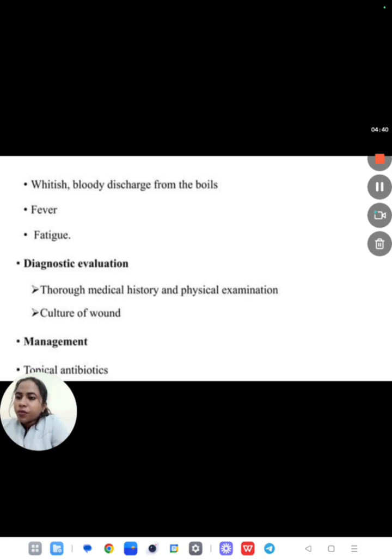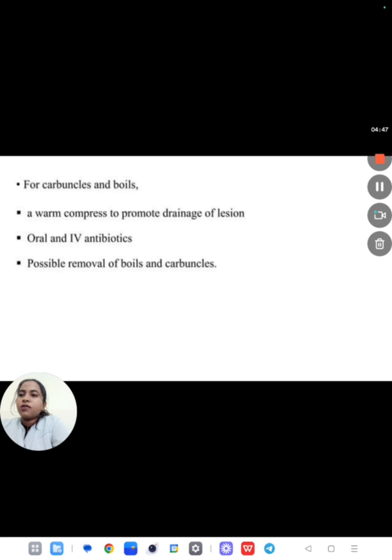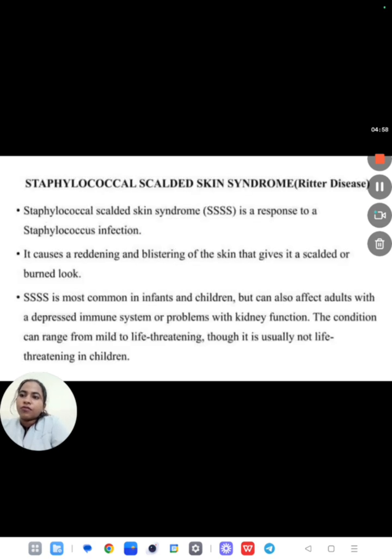For diagnostic purposes, a thorough medical history and physical examination is needed, along with a culture of the wound. Management: we can give antibiotics in this case. For carbuncles and boils, we should give warm compression to promote drainage, oral or IV antibiotics, and if possible, we should do an incision.